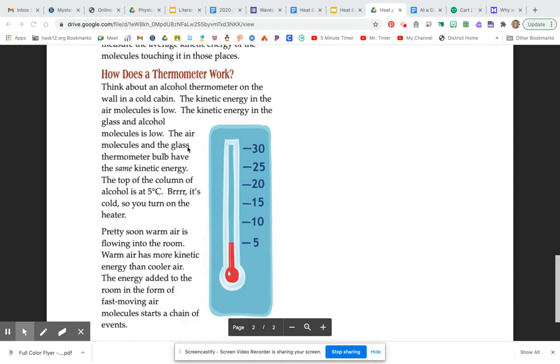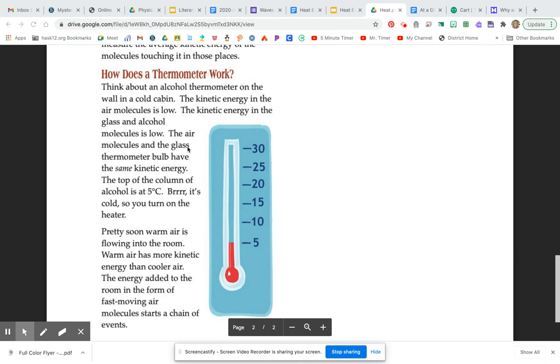Think about an alcohol thermometer on a wall in a cold cabin. The kinetic energy in the air molecules is low. The kinetic energy in the glass and the alcohol molecules is low. The air molecules and the glass thermometer bulb have the same kinetic energy. The top of the column of alcohol is at 5 degrees Celsius.